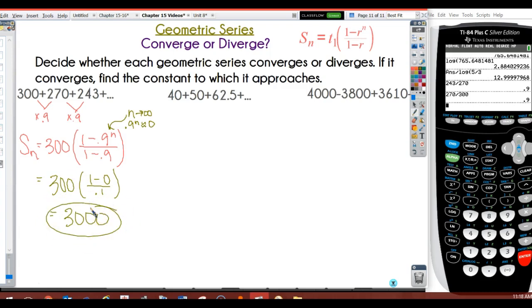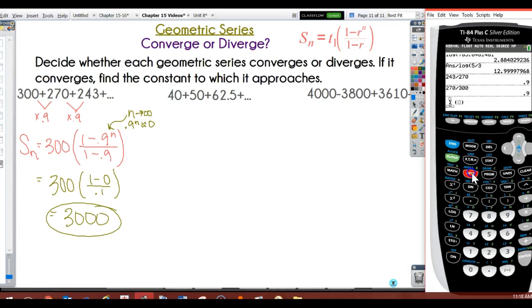Now, we could verify this by finding a large sum, so we could do this in our calculator. We could start at the first term, so x equal to 1, and we could go through, let's say, the 100th partial sum. So we could add the first 100 numbers together. We're starting at 300. This is geometric, so we're multiplying. My common ratio was 0.9 to the power of x minus 1.